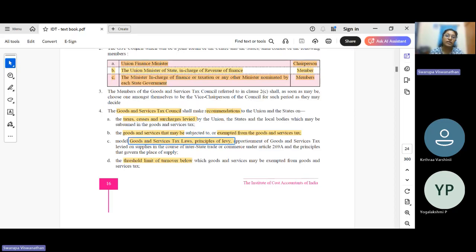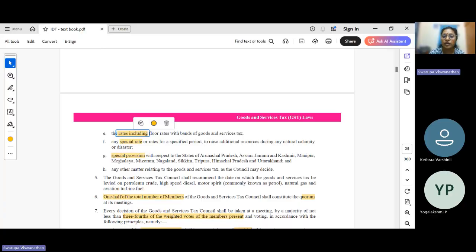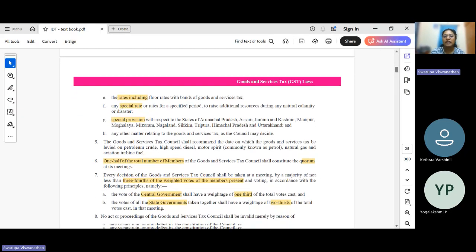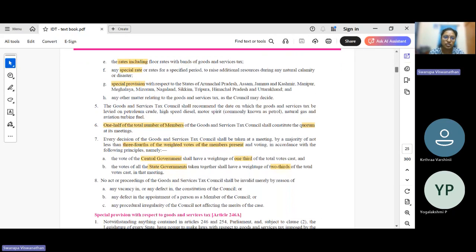What are the principles of levy? How will the levy be apportioned between the state and the center? Threshold limits of turnover with respect to registration. Rates including floor rates. Floor rates is base rates, special rates if any, or cess, compensation cess if it has to be charged. Any special provisions with respect to specified states like Arunachal Pradesh, Assam, Jammu. So any special rates or special provisions to be given. So these are the areas where the council can give recommendations.